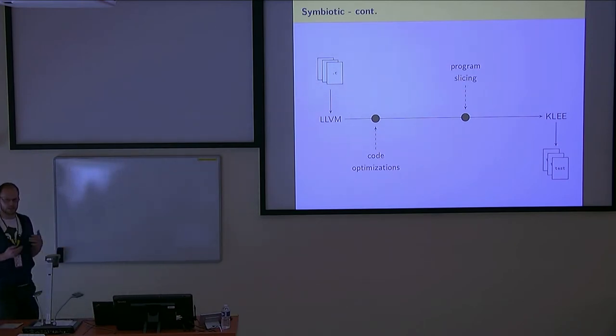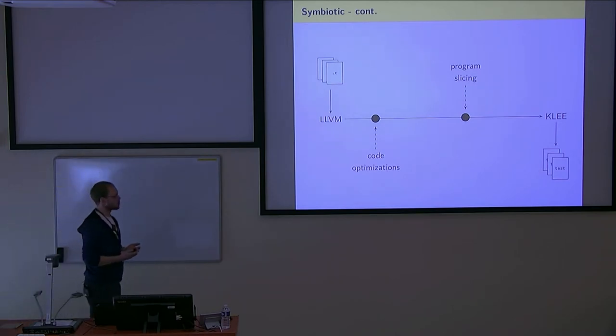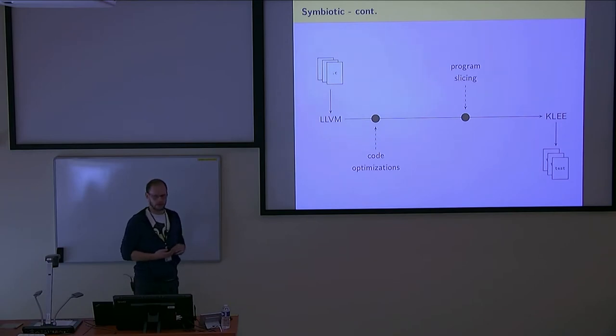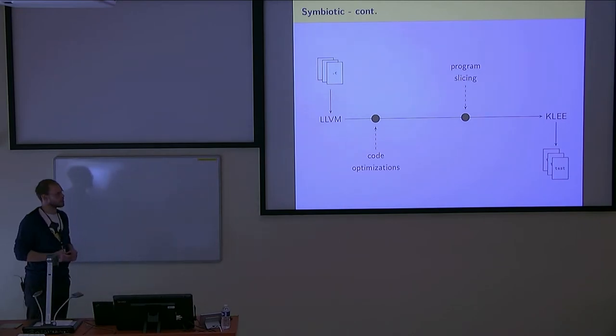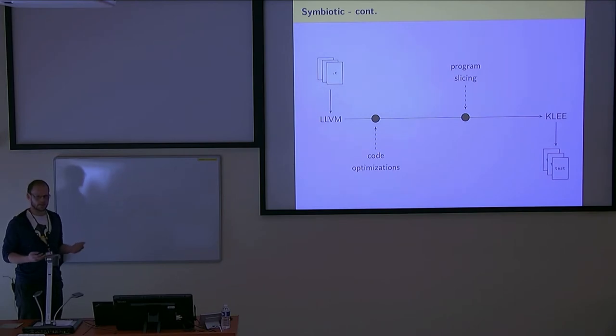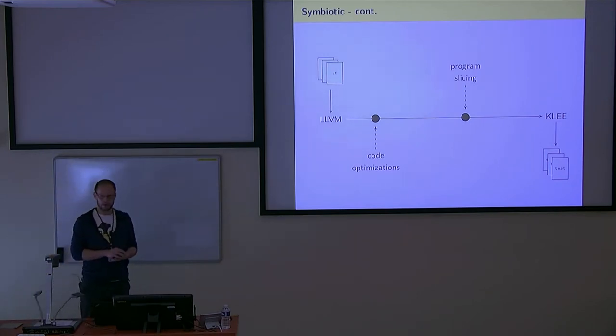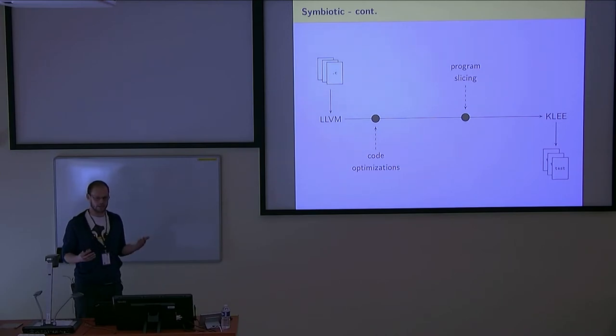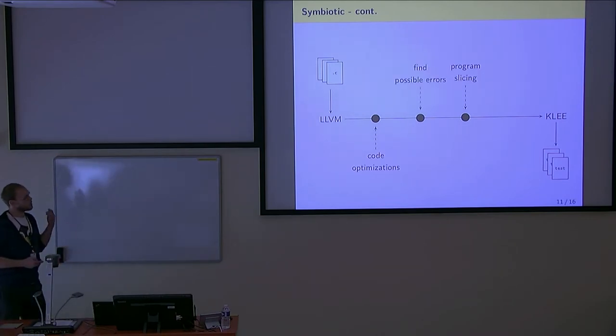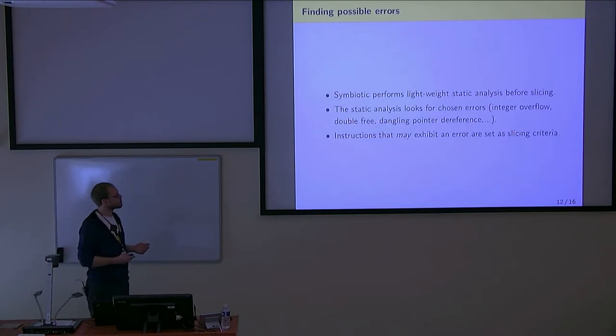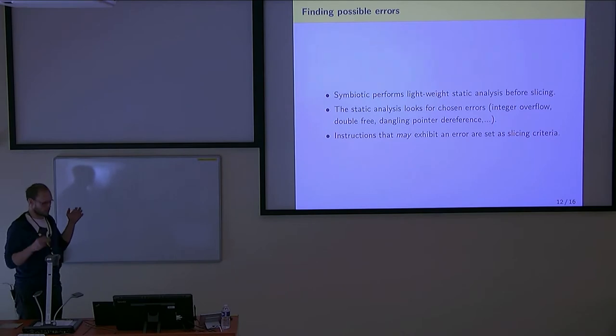It works well when you have the assertions in the code and if you are interested in the assertions. But we try to look also for other types of errors, like dangling pointer dereference and so on. And there's a problem that in this case, we do not know the targets of the slicing, the so-called slicing criteria. Because, well, we could take every pointer dereference and set it as the slicing criteria, but then the slicing wouldn't help much because we wouldn't slice anything away. So what we do is that we run some fast static analysis that tries to find possible errors in the program, looks at the program, processes it, and divides the instructions into two types.